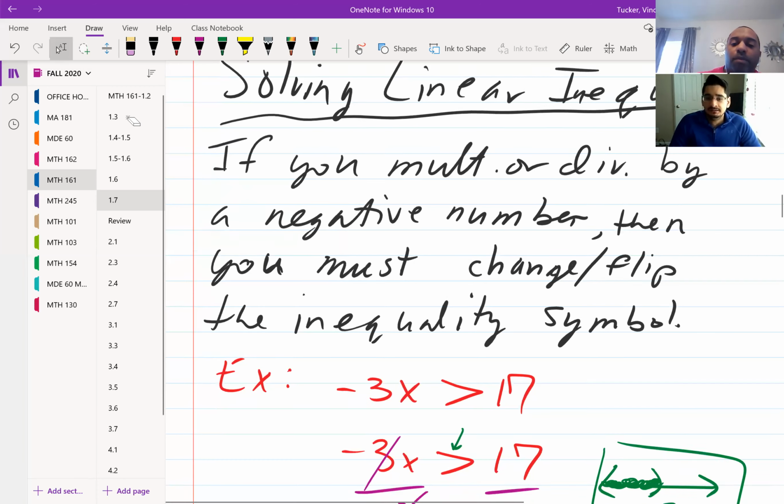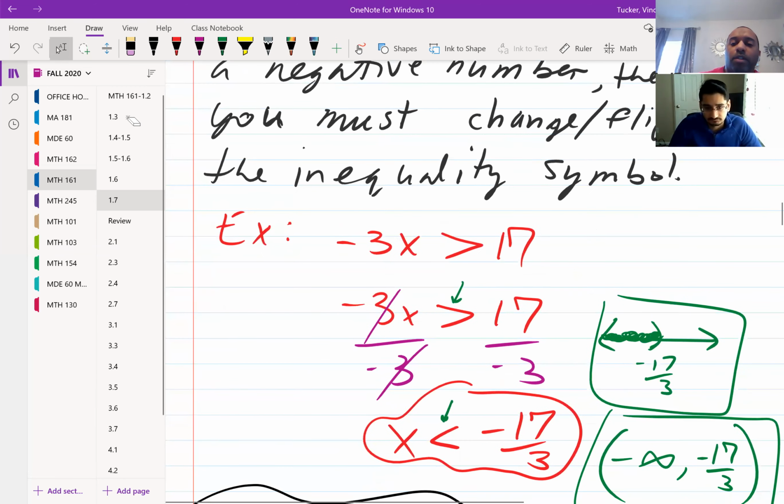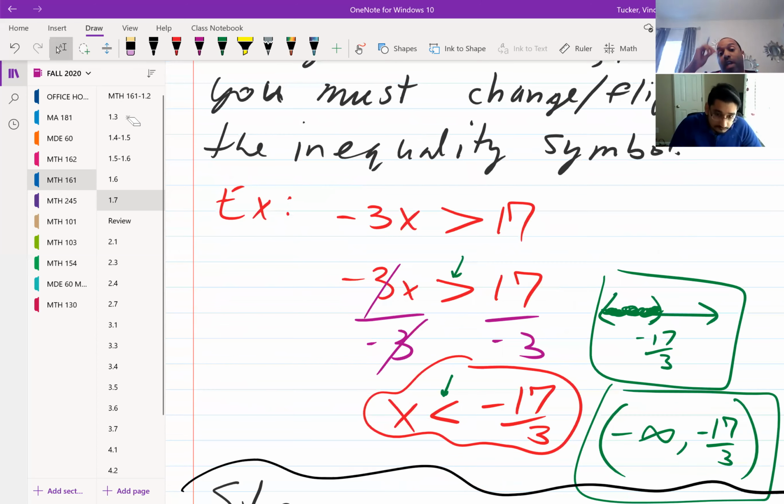All right, a simple example of that is if I have negative 3x is greater than 17, I would divide both sides by negative 3 in order to solve, and that greater than changes to less than after I divide both sides by the negative 3. So my solution set would be x is less than negative 17 over 3. And then for my graphing, I shade to the left using parentheses. My interval notation is negative infinity, comma, negative 17 over 3, using parentheses over both.